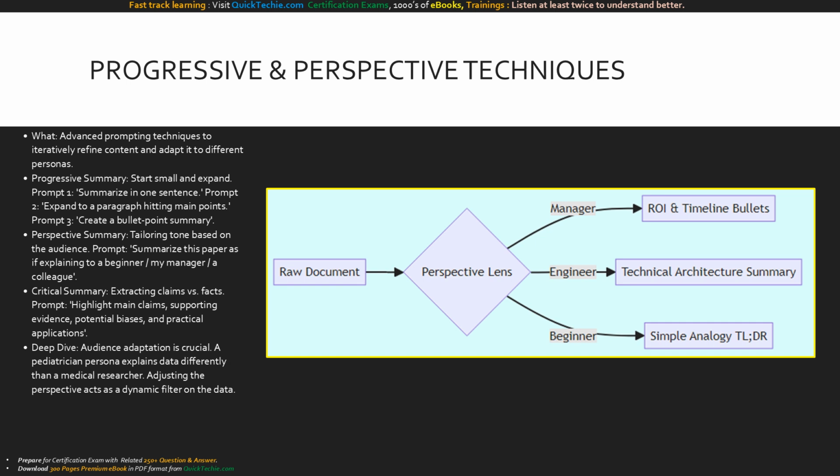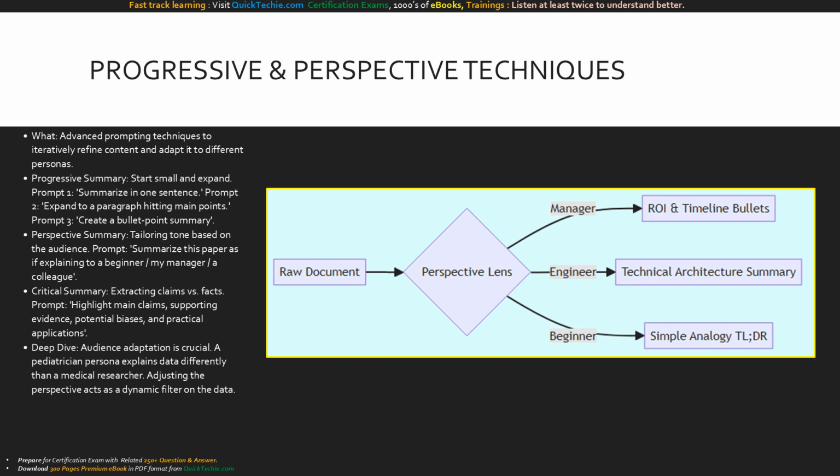Summarizing a tech document for a lead engineer requires a vastly different tone and vocabulary than summarizing it for an absolute beginner. We also have the critical summary, where we instruct Claude to pull out the main claims, the supporting evidence, and any hidden biases. It's about adapting the lens through which the data is viewed.